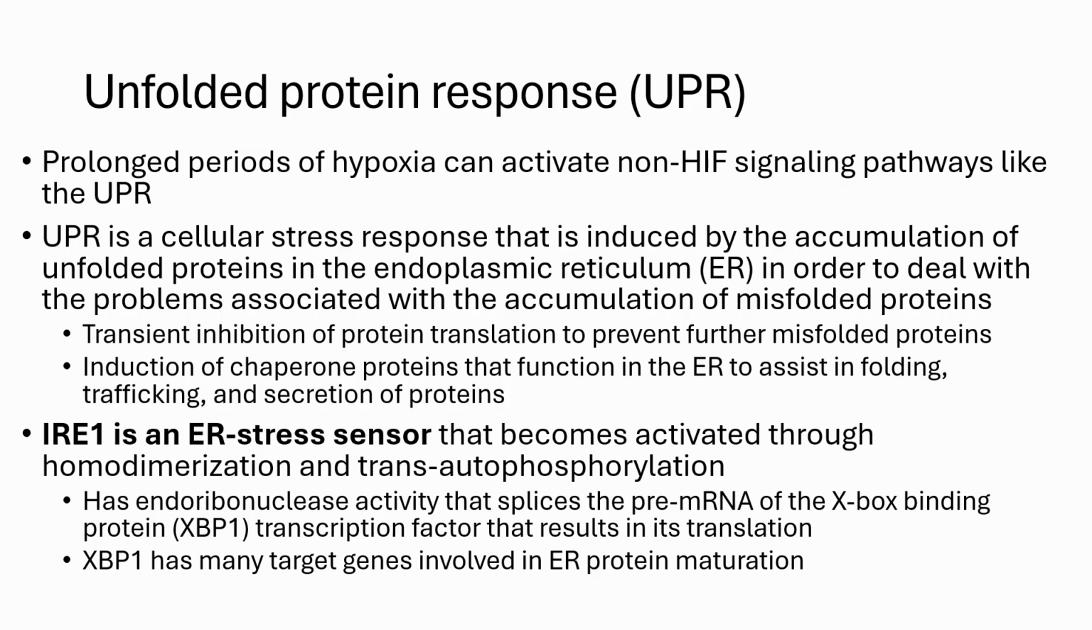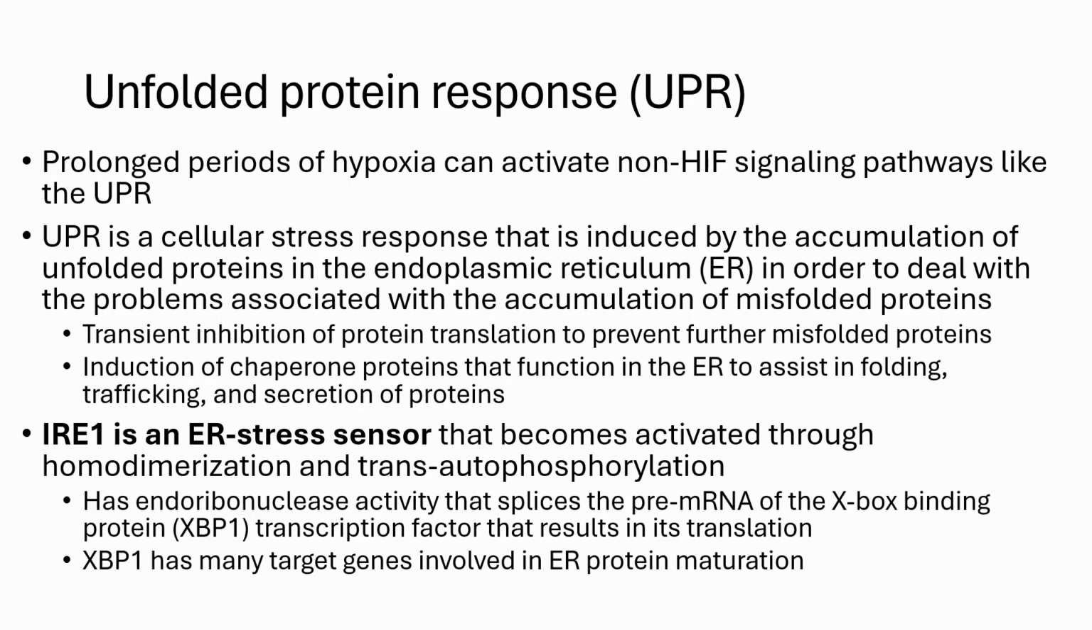Next, we have the unfolded protein response. Just remember, in cell biology, we have a bunch of redundant pathways such that if one doesn't work, then most of the time there's going to be a backup. So in this case, prolonged periods of hypoxia can activate non-HIF signaling pathways like the unfolded protein response. The UPR is a cellular stress response that is induced by the accumulation of unfolded proteins in the endoplasmic reticulum in order to deal with the problems associated with the accumulation of misfolded proteins.